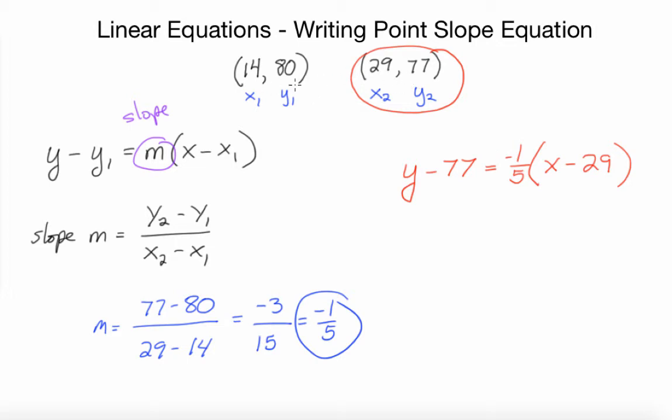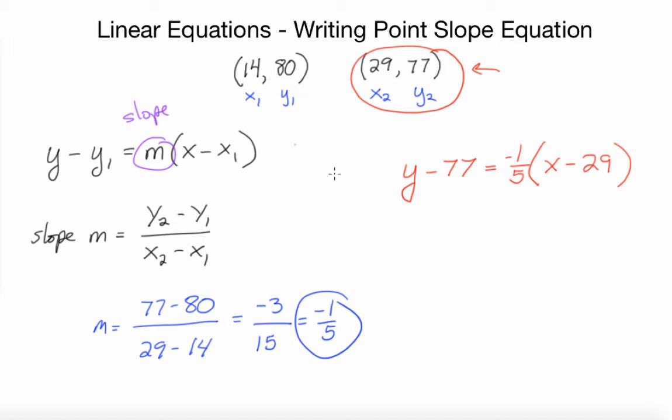So again, we found the slope. Every line has to have a slope, so we found what change is happening in this line. We got negative 1/5, and we put that in for m. And then not only do I need to know the slope, I need to know at least one point to fix my line through that point. And so we used my second point right there, the (29, 77). I could have used the other point, and that would also give me an equation.